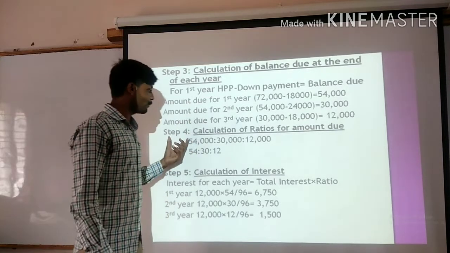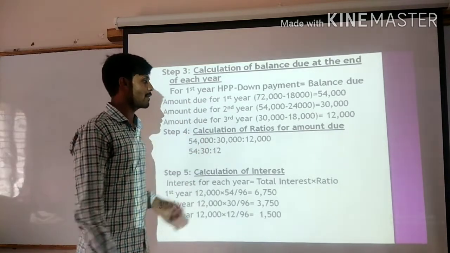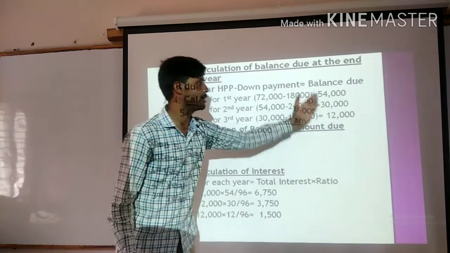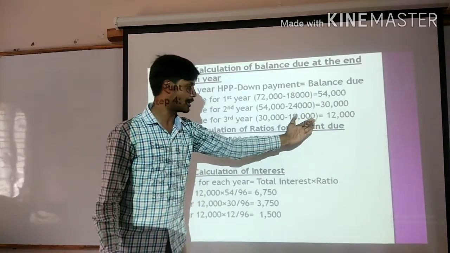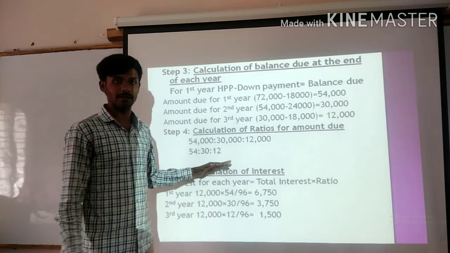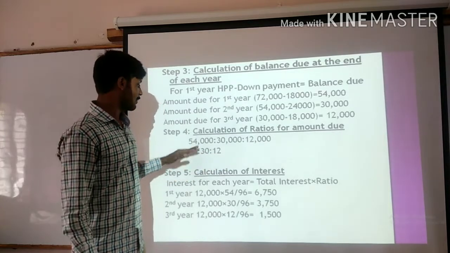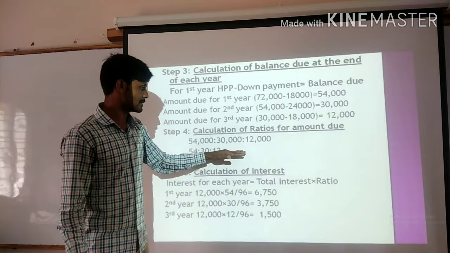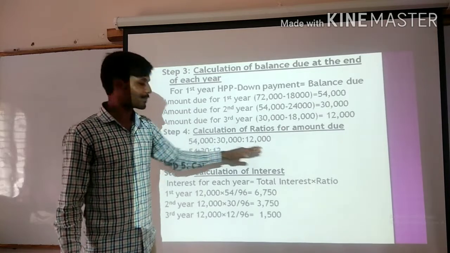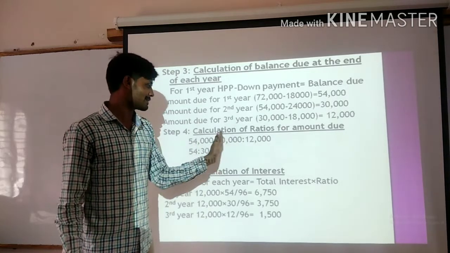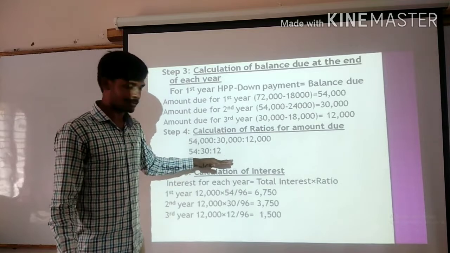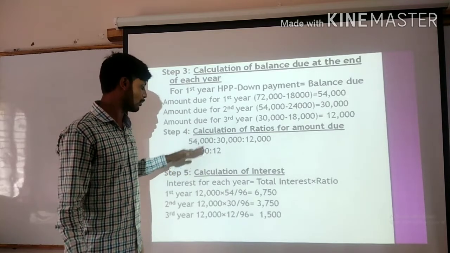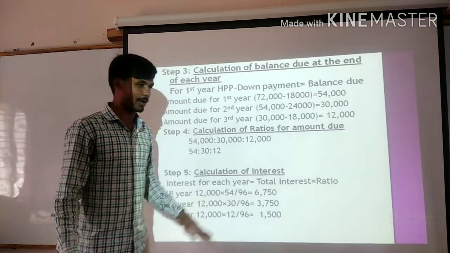Next one, step 4, calculation of ratios for amount due. We have found out the amount due for each year. Based on that, we just need to calculate the ratios. Here, 54,000 is to 30,000 is to 12,000. I just remove these three zeros. We have arrived at this: 54 is to 30 is to 12.